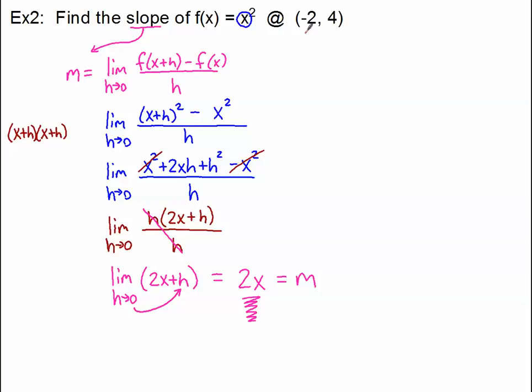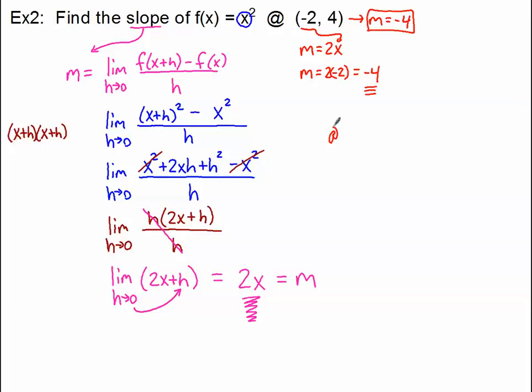So if I'm looking for the slope when x is negative 2, if the slope is 2 times x, then this slope is going to be 2 times negative 2, which would be negative 4. That's my answer. So the slope at negative 2, 4 is equal to negative 4.